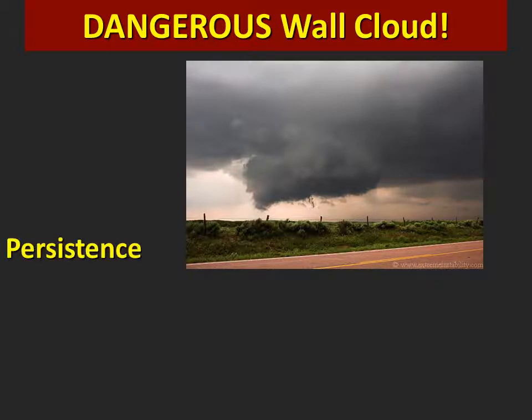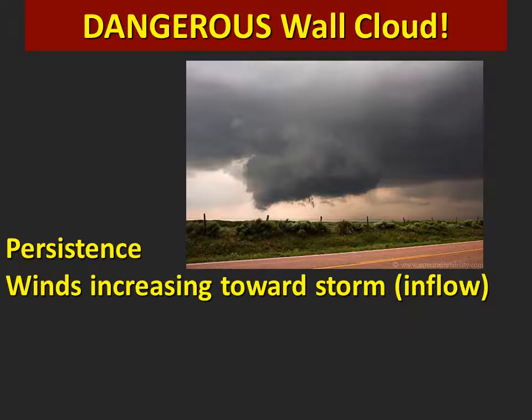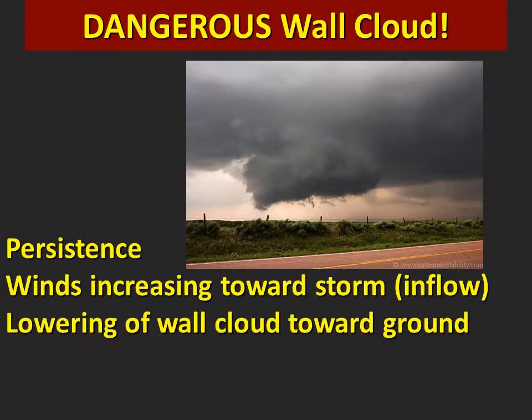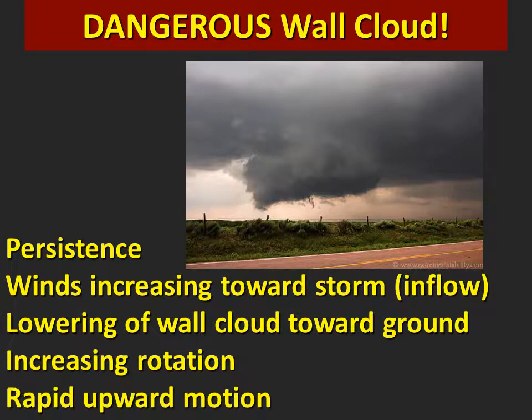tornado. Persistence for 5 to 10 minutes or more, inflow winds that are increasing toward the storm, the lowering of the wall cloud toward the ground, increasing rotation in the wall cloud, and an increase in rapid upward motion in and around the cloud. If the wall cloud displays one or more of these signs, the storm may be very close to producing a tornado. Again, the key is to watch how the cloud changes over time.